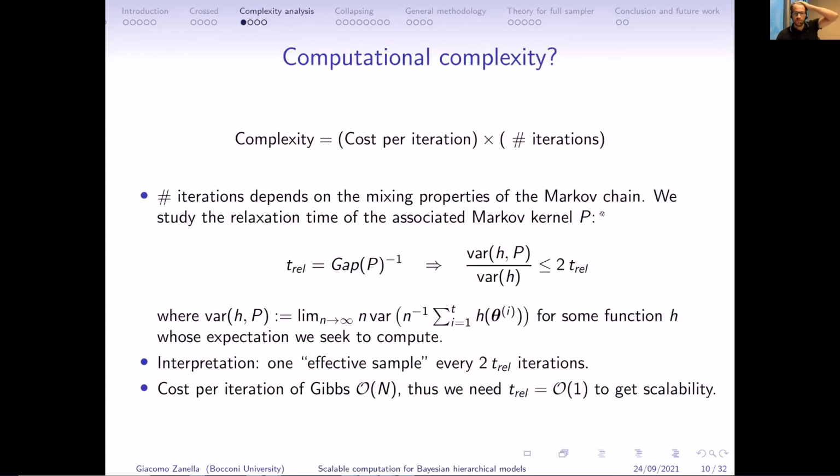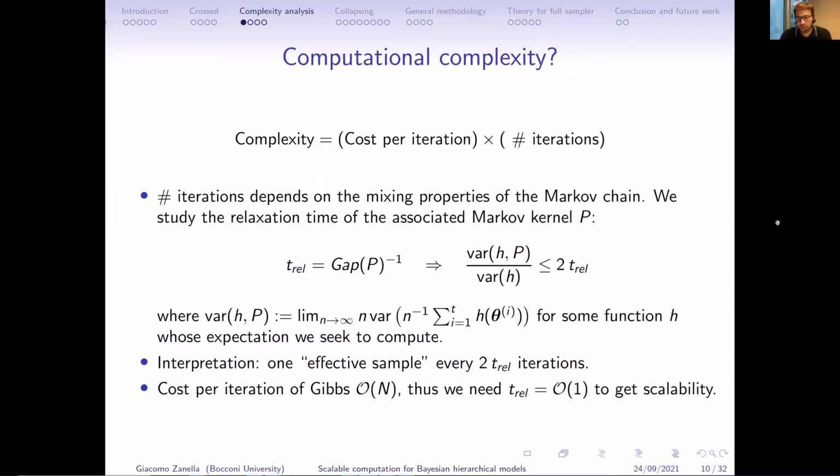So we want to characterize the computational complexity of the schemes and see under which conditions they achieve a linear complexity, and when we can prove that, basically. The schemes are iterative, so the complexity is given by the cost per iteration times the number of iterations that you need to get close to either the MAP or the target distribution. In the sampling context, the number of iterations depends on the mixing properties of the chain. And what we're going to study specifically is the so-called relaxation time, which is the inverse of the spectral gap.